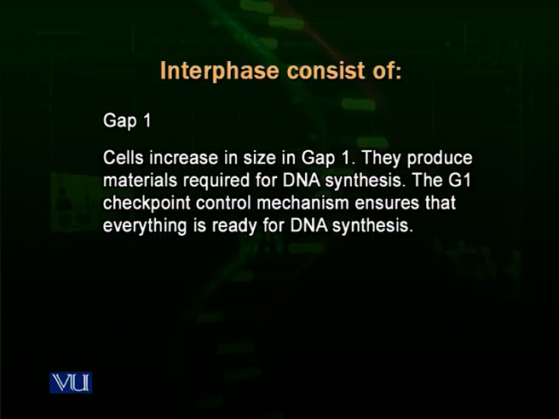In the gap 1 or G1 phase, the cell prepares itself for DNA synthesis. We call it replication or duplication. The DNA of the cell has to be duplicated, so the cell produces those materials which are required to make the new DNA, to duplicate or replicate the DNA.